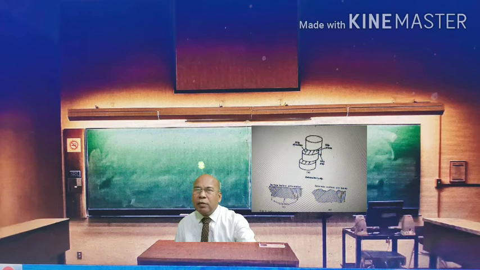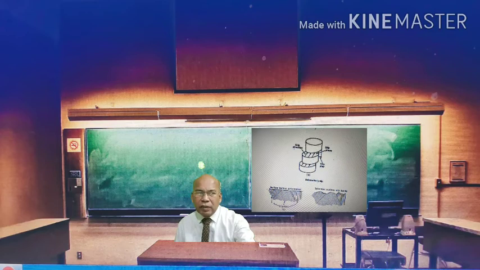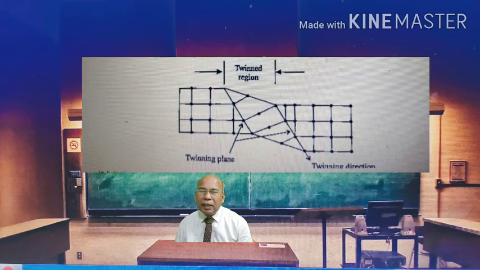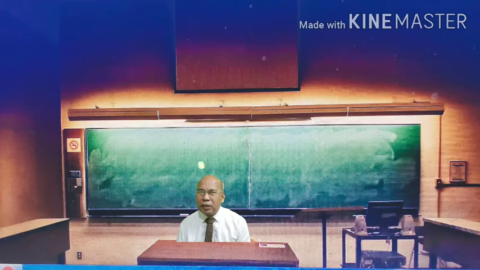Also, in the case of twinning, whenever an external force is applied, a mirror image is formed. One part of the atomic structure becomes the mirror image of the other part. That is formed permanently. That process is called twinning. The part in which the atoms are displaced is called the twinned part. Twinned plane, twinned part, or twin plane.